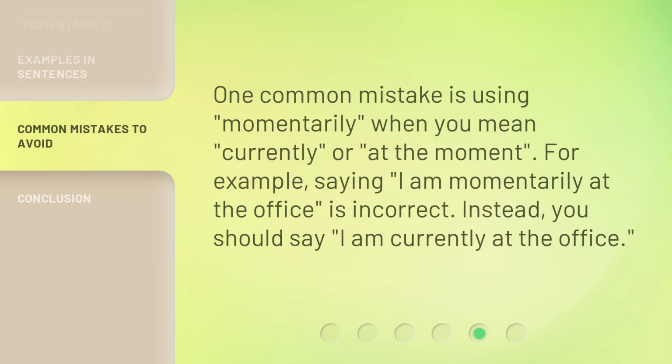One common mistake is using "momentarily" when you mean currently or at the moment. For example, saying, "I am momentarily at the office," is incorrect. Instead, you should say, "I am currently at the office."